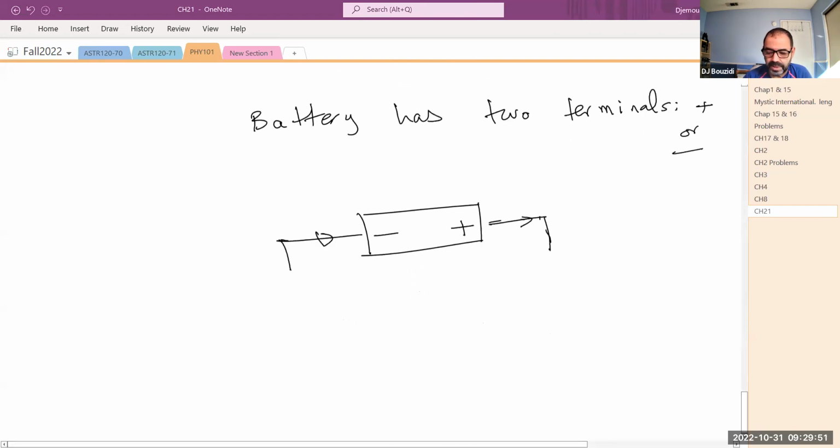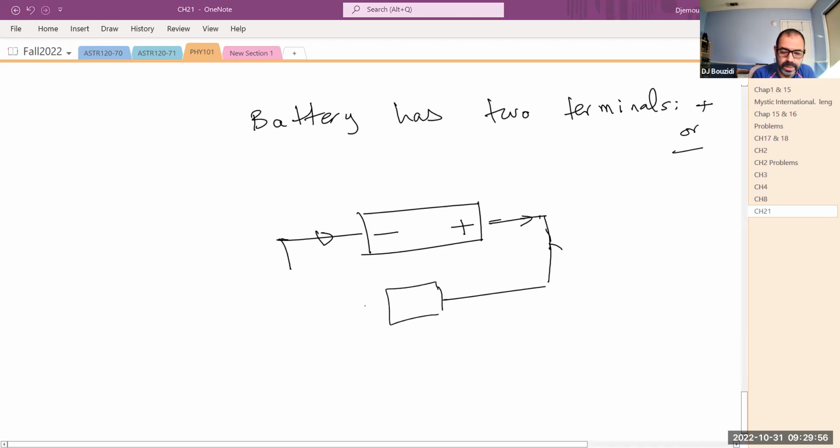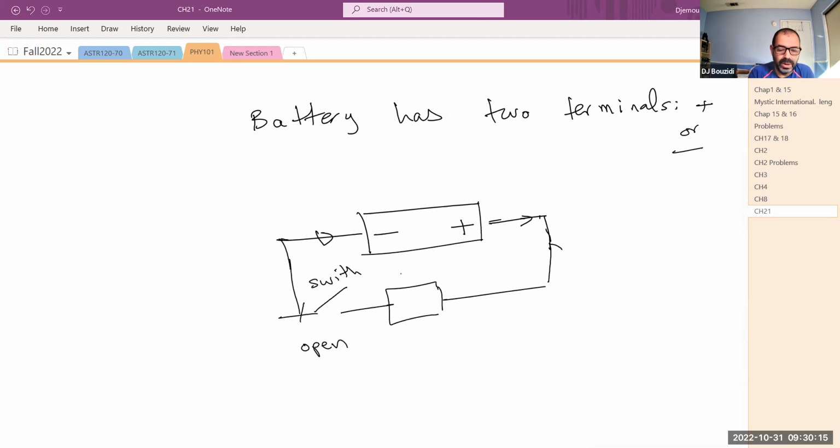So think about it. You have, for example, a material in here that sits between it, and you have a switch. If the switch is open, nothing happens. The charges cannot move because they cannot go through the air. Air is an insulator. Now, if you close the switch, when the switch is closed, then current starts to flow. It's always flowing from positive to negative.